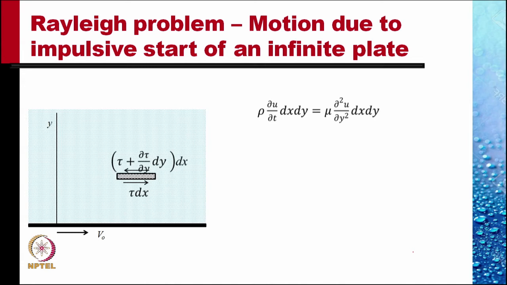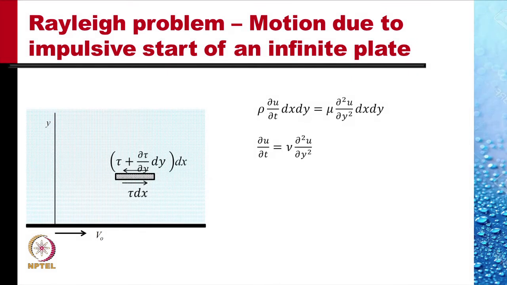And if I put tau as mu delta u by delta y, then I get the net shear force as mu delta square u by delta y square into dx dy. And the equation simplifies to this equation. It is an interesting equation. We can solve this equation with a little bit of trick.